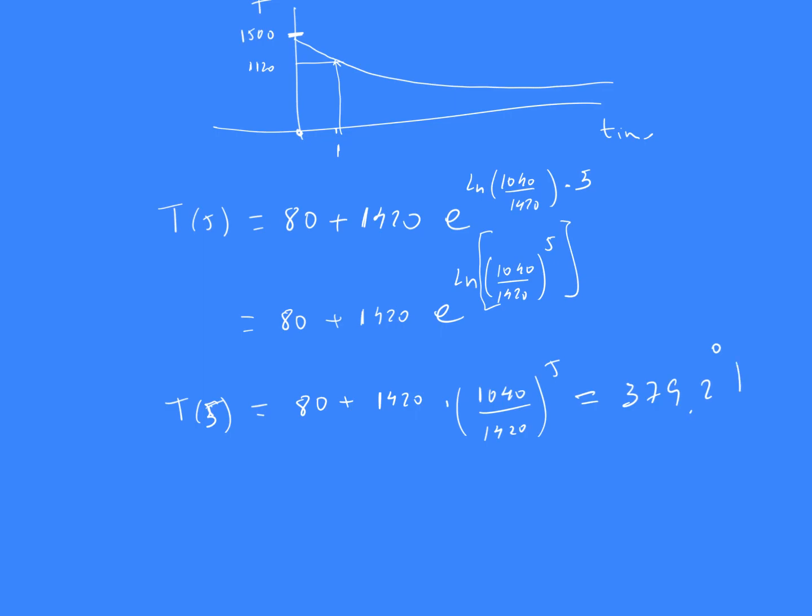It is 379.20 degrees Fahrenheit. So the temperature decreased from the initial temperature at time 0, T of 0, of 1500 to the temperature of 379 after 5 hours. So it starts at 1500, it goes downward in an exponential way, and at 5 hours the temperature becomes 379 degrees. This is the idea. Okay.